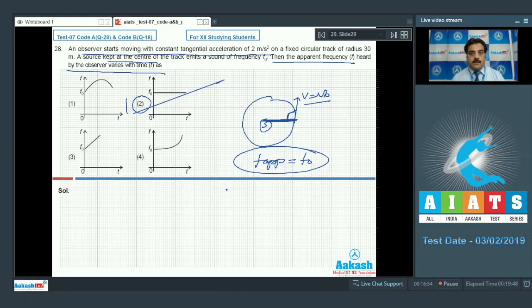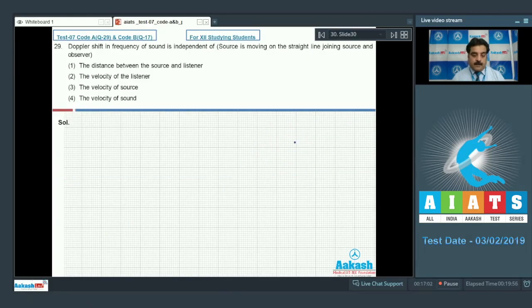So let's move on to question number 29. In problem number 29, the Doppler shift in frequency of sound is independent of what, given the source is moving on the straight line joining source and observer? Before finding the options, I would like to say the Doppler shift in frequency depends on, number 1, velocity of sound; number 2, velocity of source; number 3, velocity of observer. We know it is independent of the distance between source and observer. So that is the total discussion.